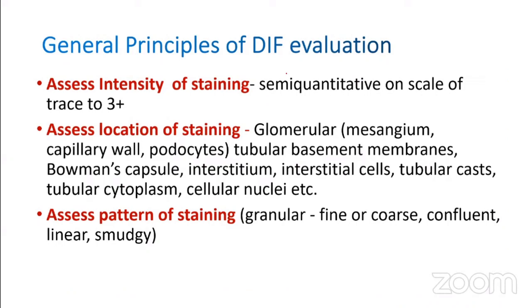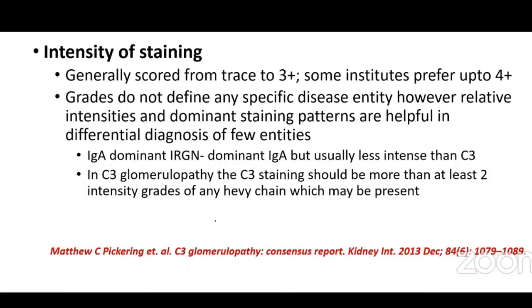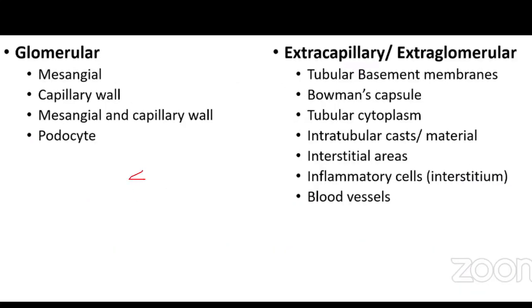And a few questions might be related to direct immunofluorescence. They will ask the difference between direct immunofluorescence and the indirect one, how to grade the staining intensity, what locations are possible, what patterns you will see, and regarding the location, what the significance is, and what the extracapillary, extraglomerular locations are which might help. These are a few questions you might encounter related to direct immunofluorescence.